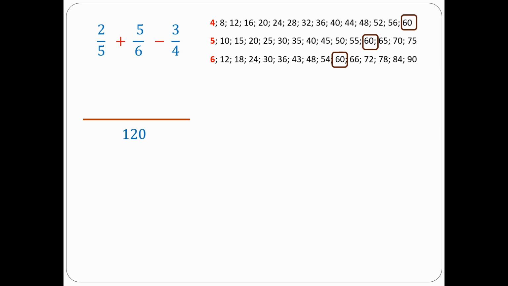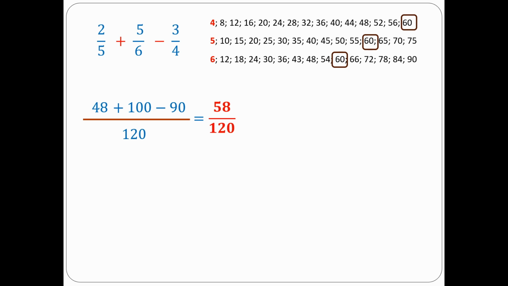Now using a calculator, 120 divided by 5 is 24, times 2 is 48. Plus 120 divided by 6 is 20, times 5 is 100. Minus 120 divided by 4 is 30, times 3 is 90. So 48 plus 100 is 148. Then 148 minus 90 is 58. So our answer is 58 over 120.